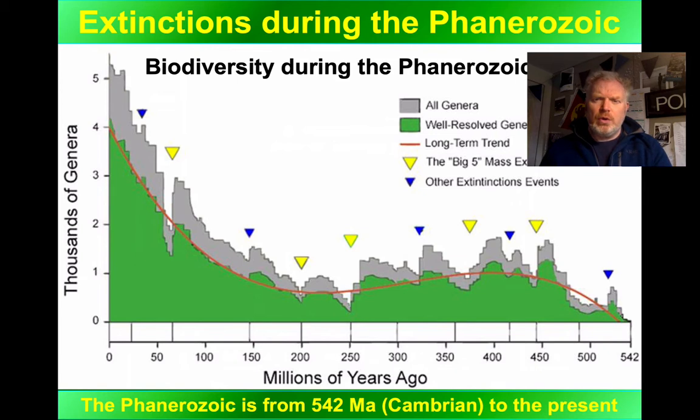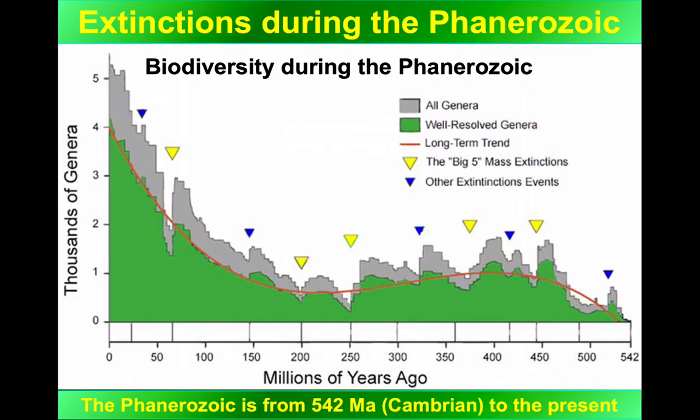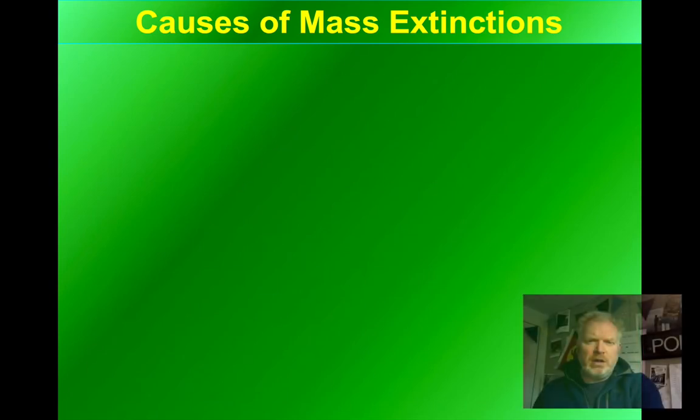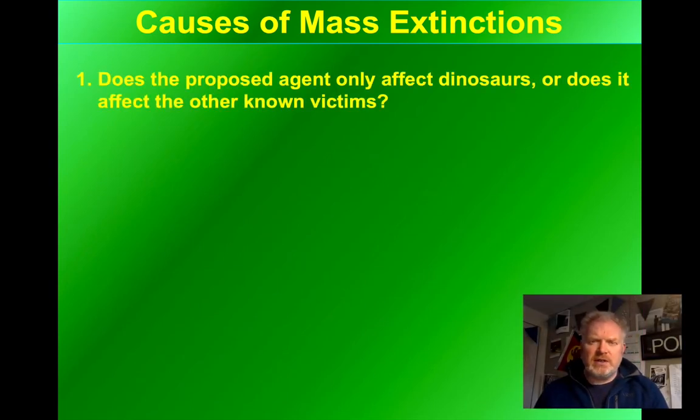So what we need to look at is what actually happened at each of these events. How can we recognise the impact of these 5 mass extinctions? There are several considerations we need to have thought about if we're going to try and explain the cause of a mass extinction.